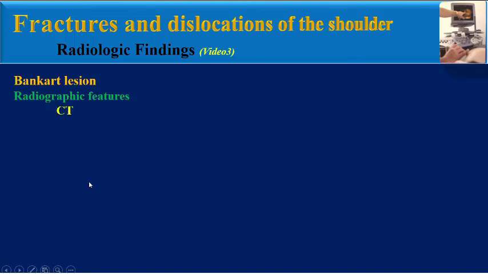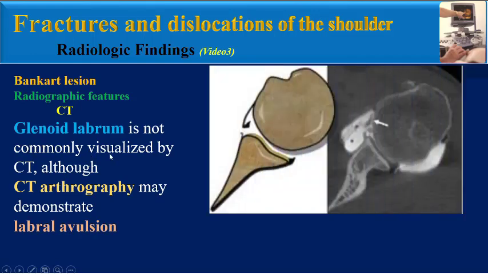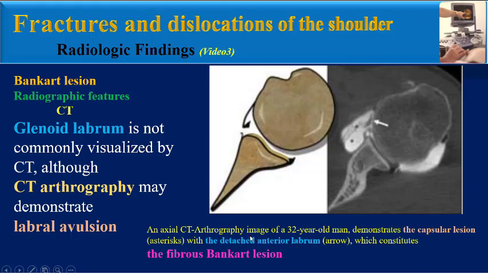In CT scan, glenoid labrum is not commonly visualized by CT, although CT arthrography may demonstrate labral avulsion. This is an axial arthrography image of a 32-year-old man demonstrating capsular lesion with the detached anterior labrum, which constitutes the fibrous Bankart lesion or soft Bankart lesion.